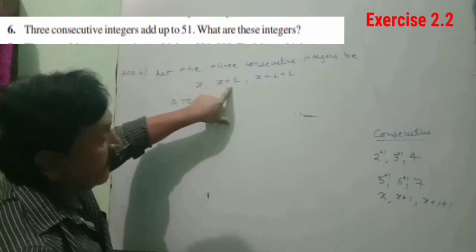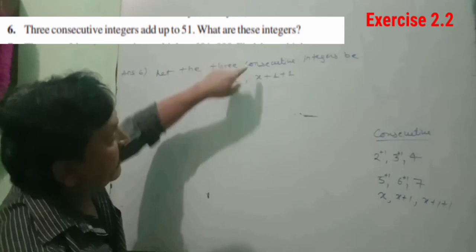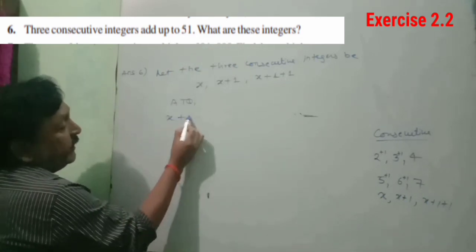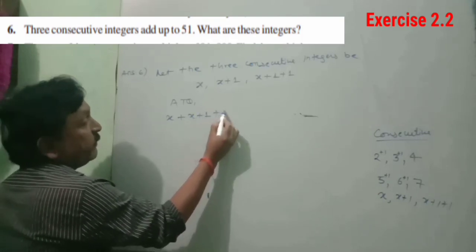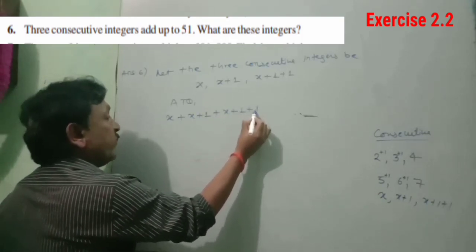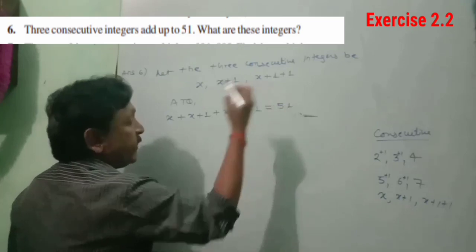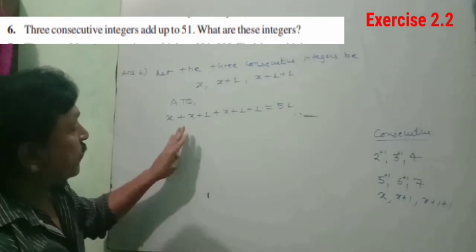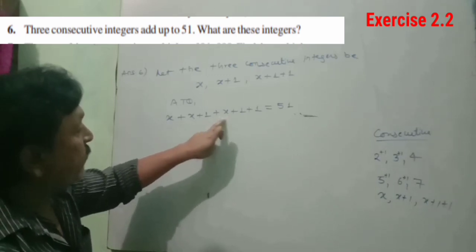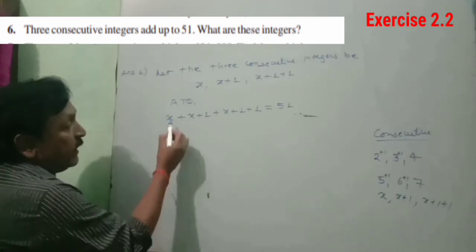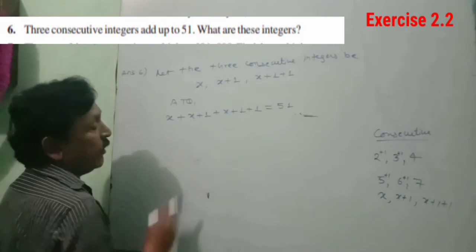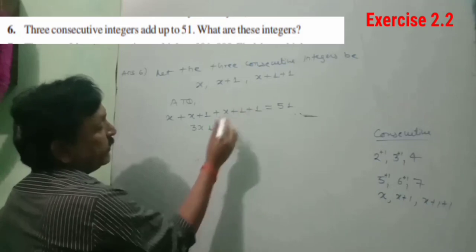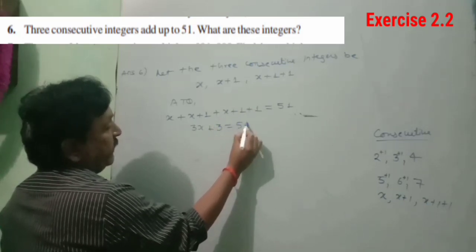Plus 1, I will get the second one, and in this if I do plus 1, I will get the third one. The question is saying if I add them, x plus 1 plus x plus 1 plus 1, I will get how much? 51. And I have to find these consecutive integers. So first of all I have to solve it and find the value of x. Okay, so x plus x plus x, how many x? 3x. 1 plus 1, 2, 2 plus 1, 3 is equal to 51.